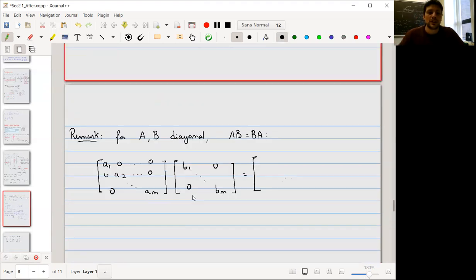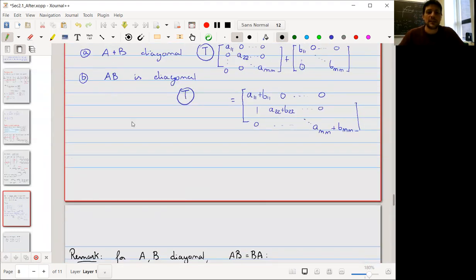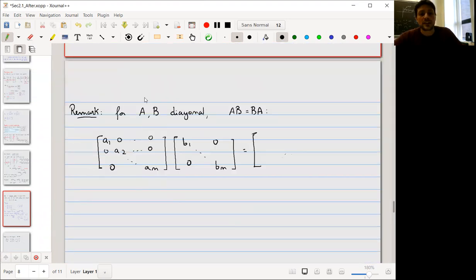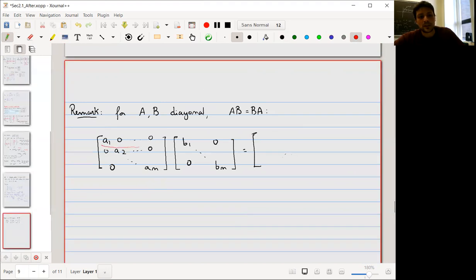We will actually prove two things together. I will show to you that A times B is diagonal, and moreover, for diagonal matrices, AB is indeed equal to BA. So diagonal matrices can be switched when you multiply them with one another. Let's try and see why that is the case. When I multiply these matrices together, for example, if I look at the first entry here, I'm multiplying the first row and the first column. So when I do that, I get that A1 times B1 will be in the first entry, and then nothing else, because everything else is zeros.